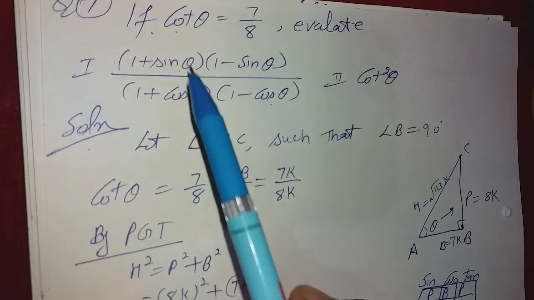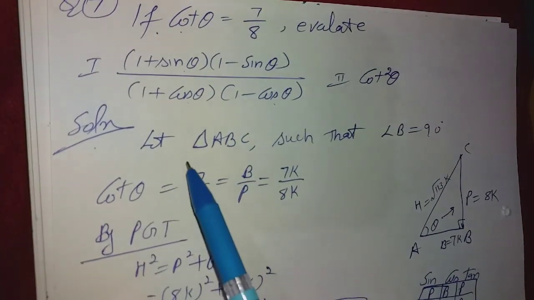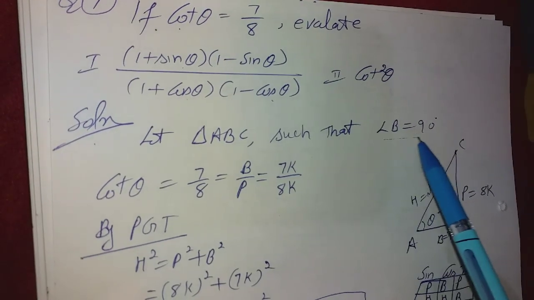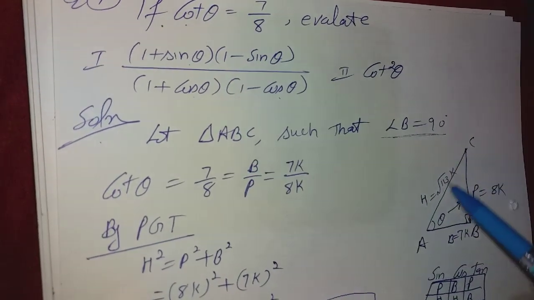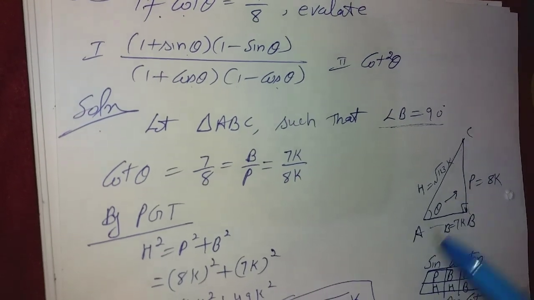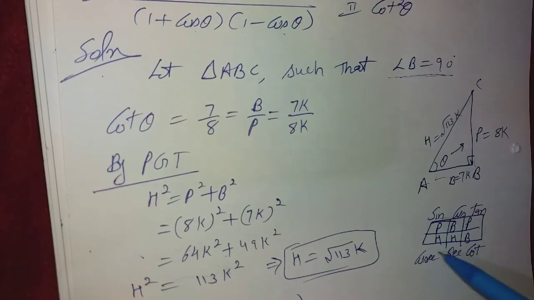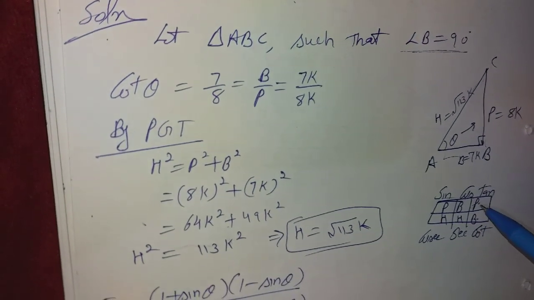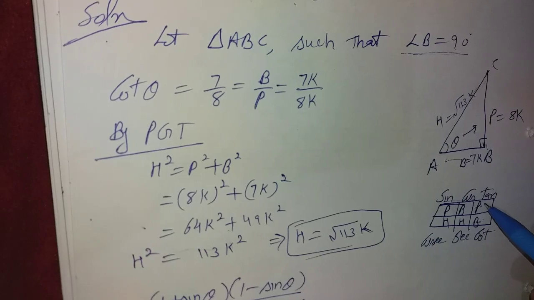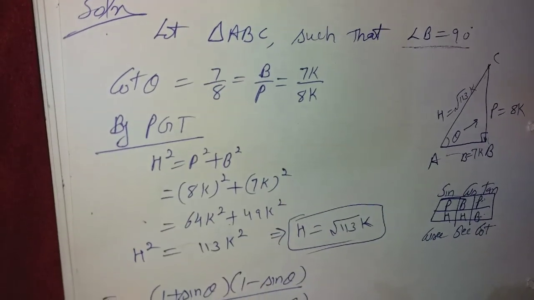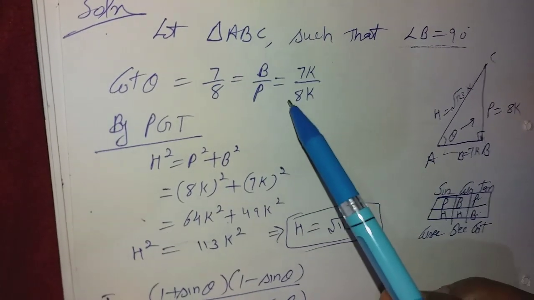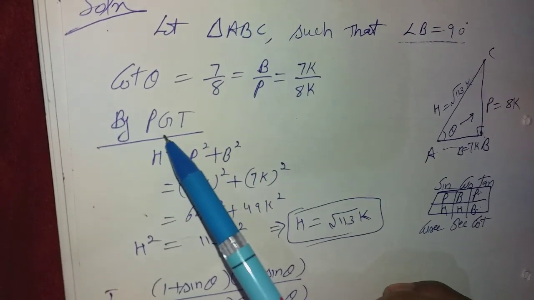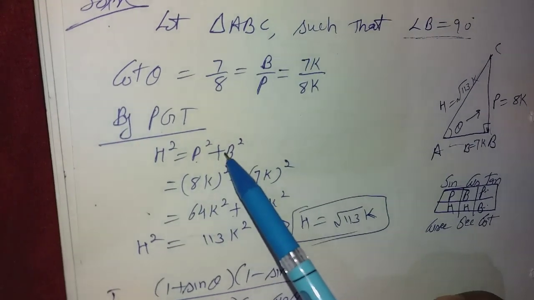So it is a trigonometric ratio, so we should have a triangle. Let triangle ABC be such that angle B is 90 degrees. Cot, we know from this figure, is base upon perpendicular, B upon P. B is base, P is perpendicular. So you have two sides, the third is not given, so we will calculate it by Pythagoras theorem. So by PGT, h square equals p square plus b square.